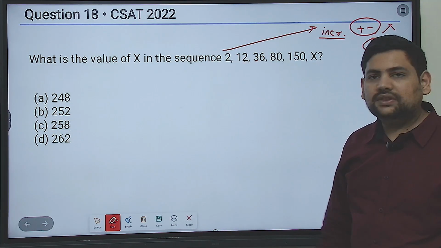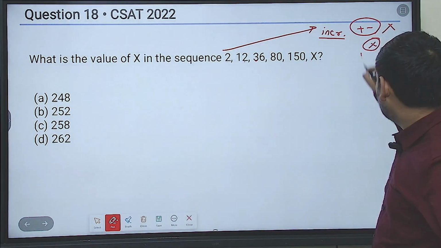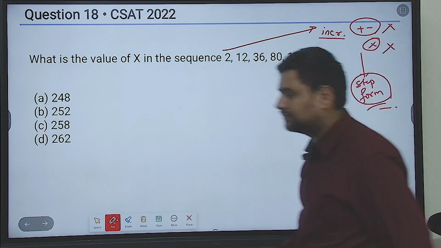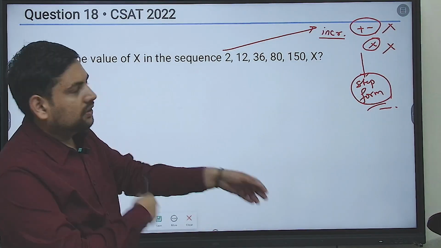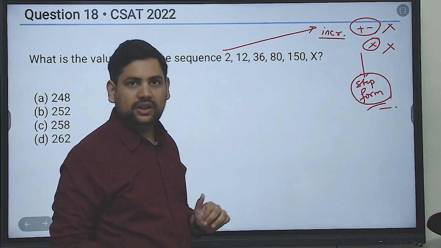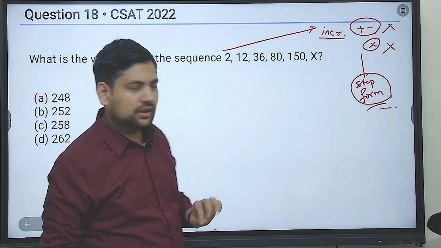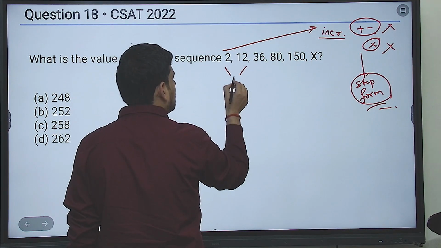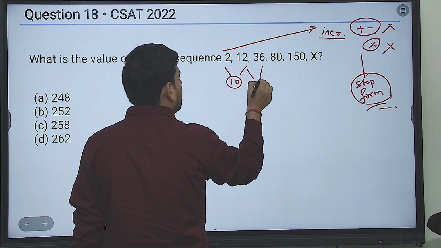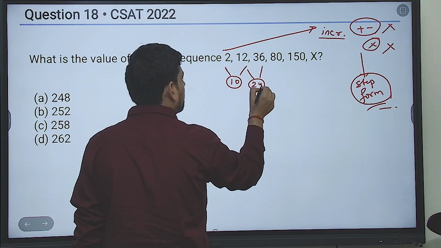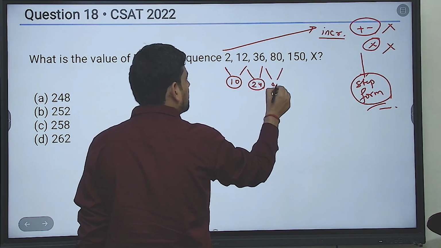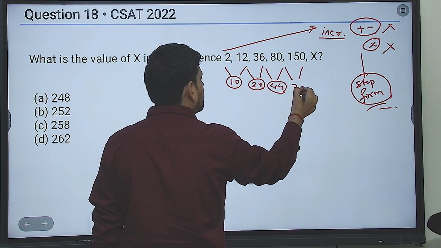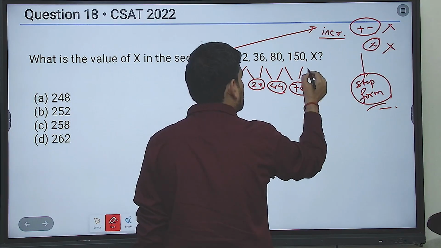Okay, now if this is not there, then what do you do? As I told you, you do something called step form. Now we learn how to do step form. So how do you do step form? You keep writing the difference between the numbers. Eventually you will get to a pattern. So 2 and 12, the difference between them is 10. Then 12 and 36, the difference is 24. Then 36 and 80, the difference is 44. Then 80 and 150, 70. And this I don't know.